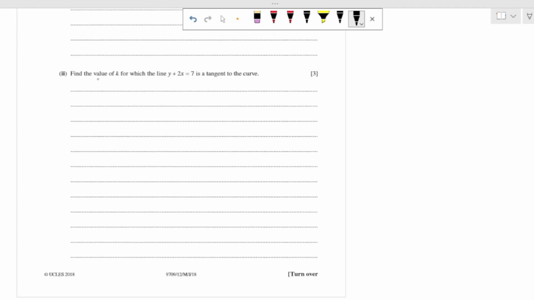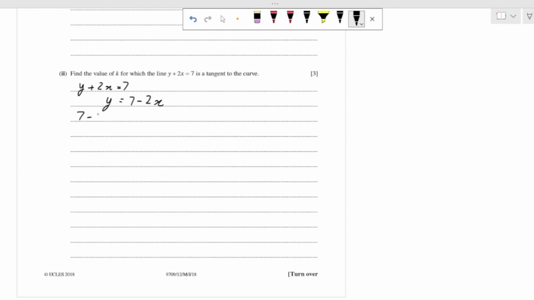Part 2. Find the value of k for which the line y plus 2x equals 7 is a tangent to the curve. So whenever they give you two lines and then they're asking you a question which is based on the discriminant of the equation, that means you need to first of all equate both of the equations together. So over here we have y plus 2x equals 7. Let us first of all rearrange it in terms of y so that we can easily equate it. So this will be y equals 7 minus 2x.